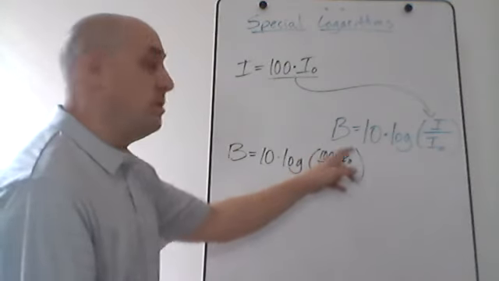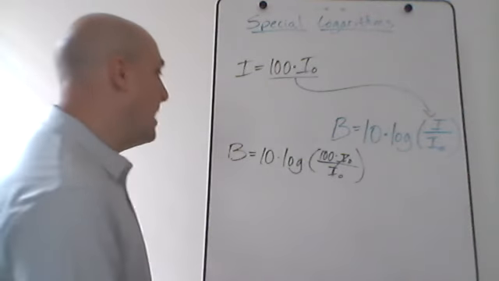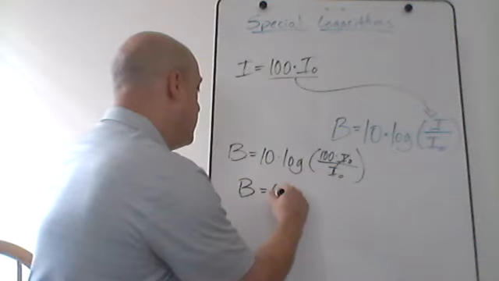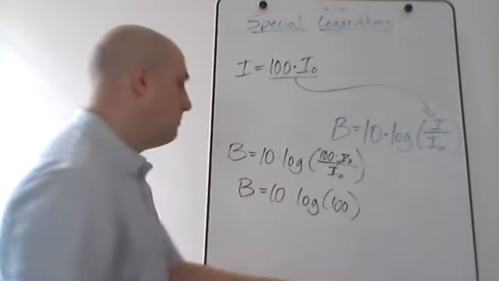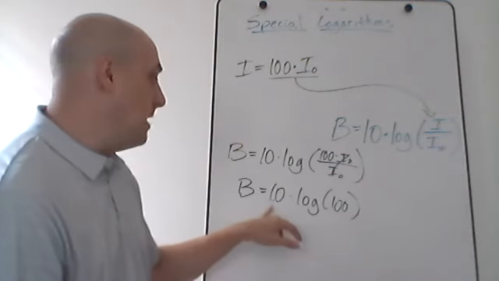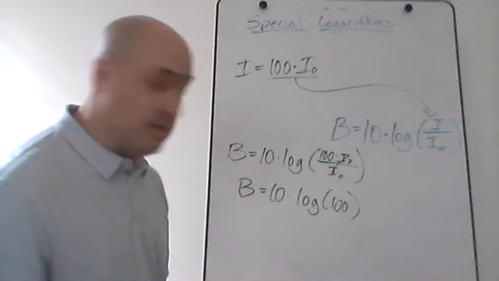If this was 100 plus I sub 0, I can't cancel those out. But since it's multiplying, I can. So I get B is equal to 10 times log of 100. So now I can do this calculation. I can do 10 times log of 100 and see what the decibel level is for this sound.